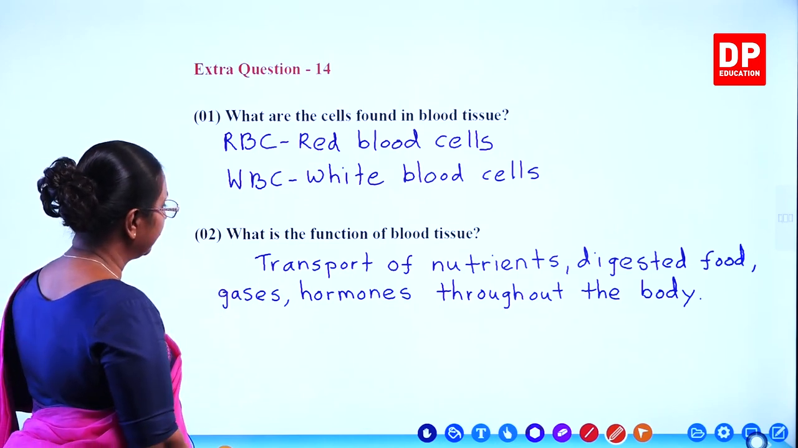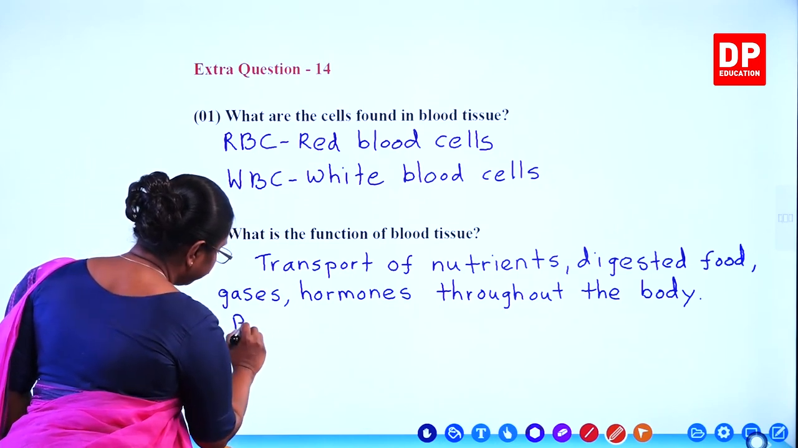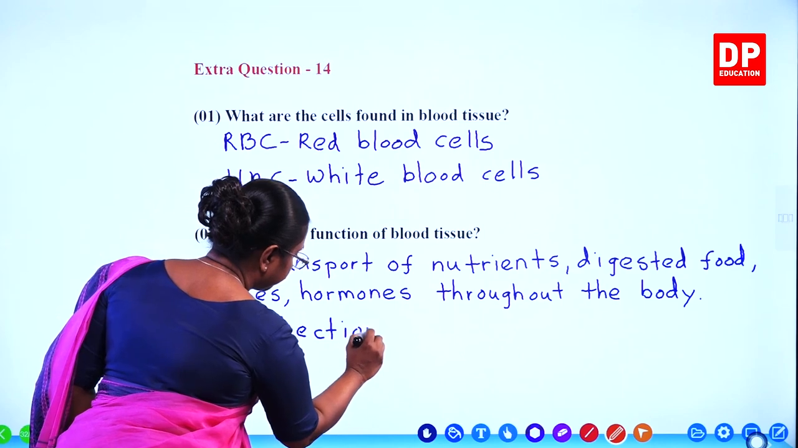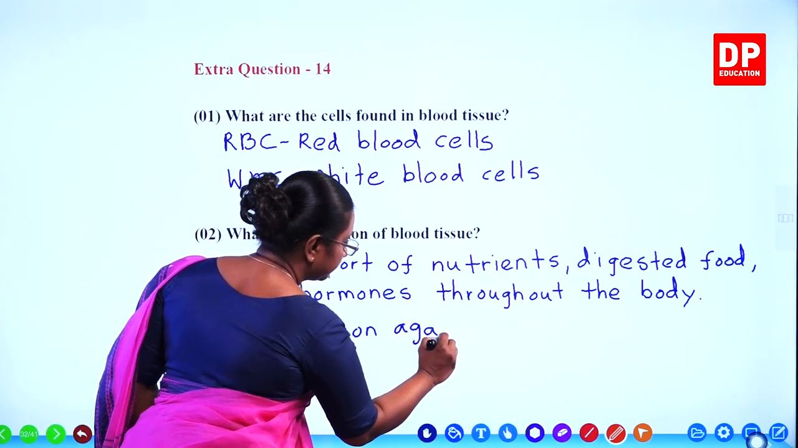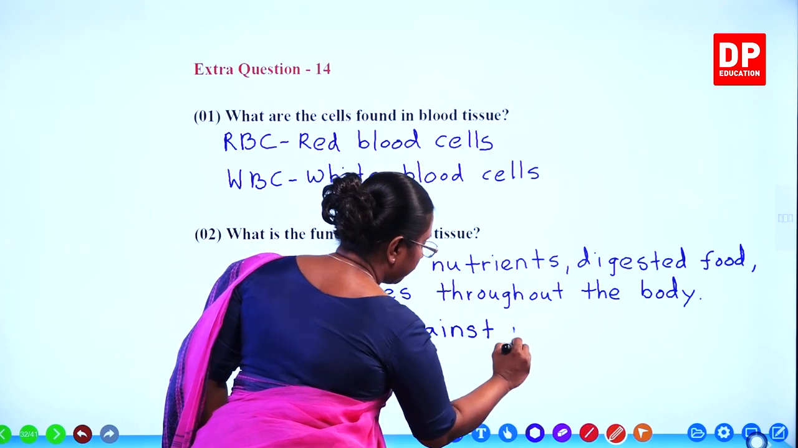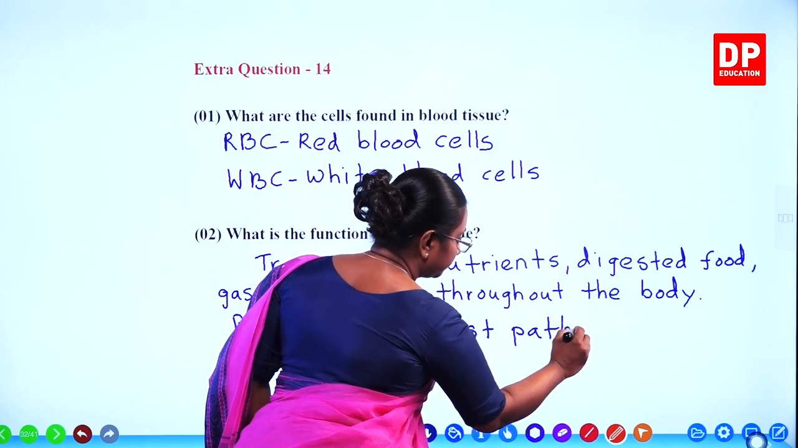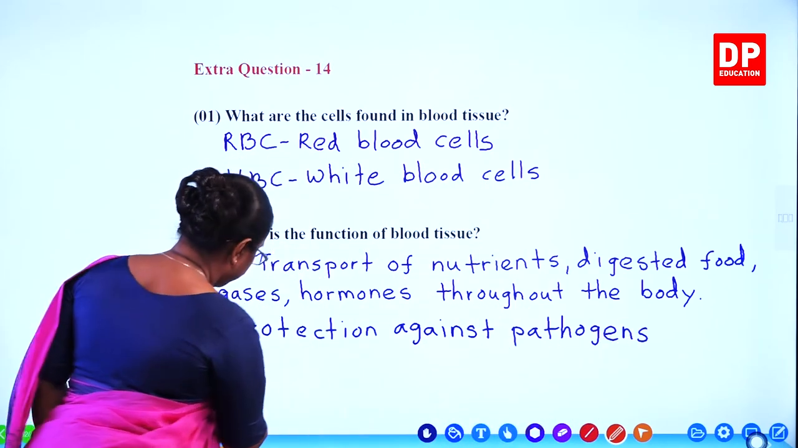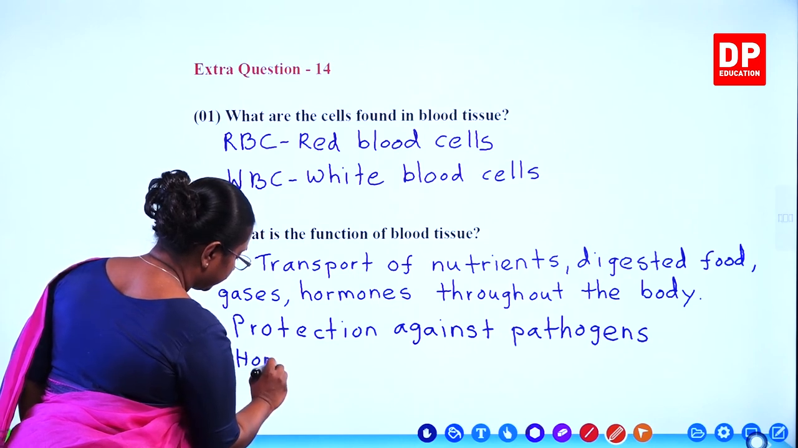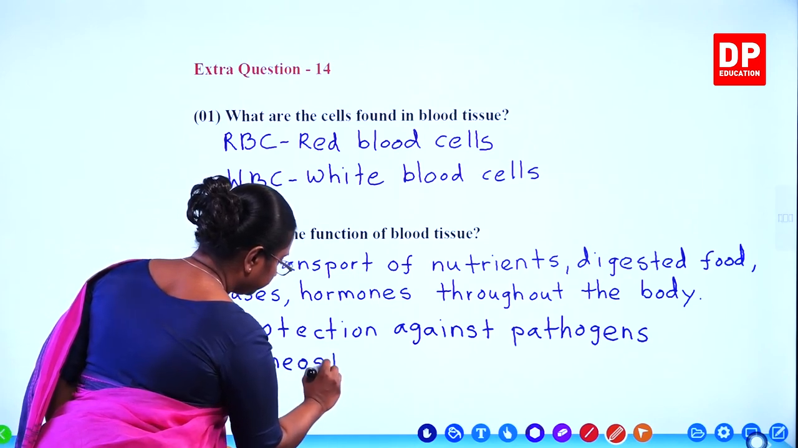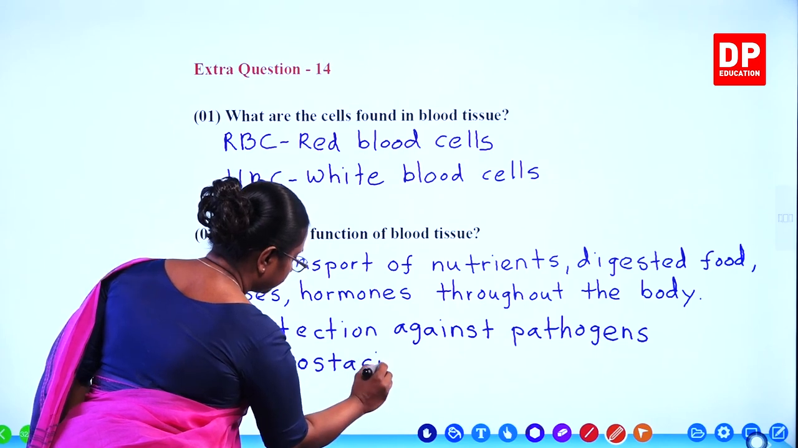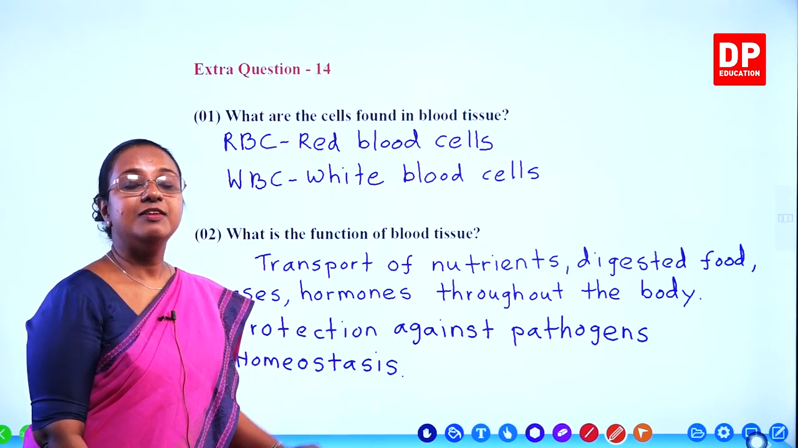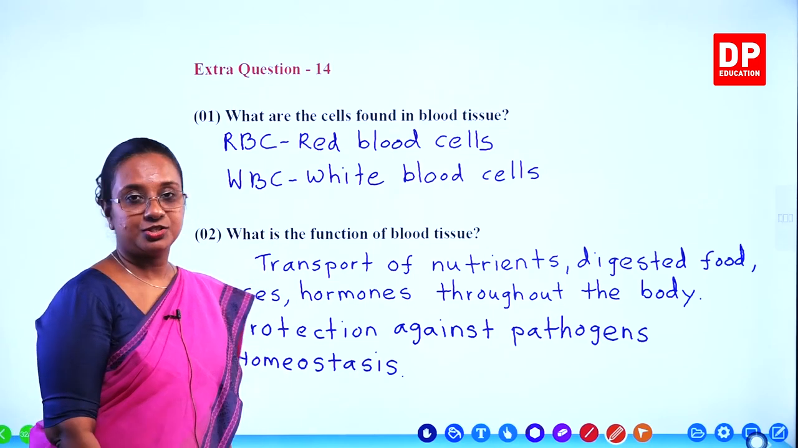The next one will be protection against pathogens and also homeostasis. So those are the functions of blood. We will move on to the next question.